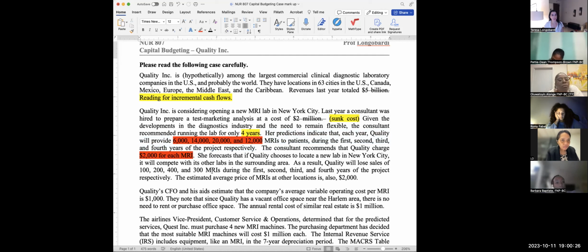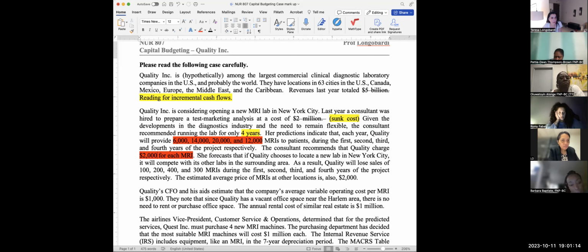Because that'll help determine what? Revenues, right? Call that revenues. Because it'll be $2,000 for 6,000 MRIs. How much did we make that first year? So 6,000 MRIs, $2,000 each for a total of 12 million. So just look at the zeros, ladies. There's three zeros here and three zeros here. So that's six zeros, and you know that six zeros is a million. And then six times two is 12. Yeah, it's 12 million.